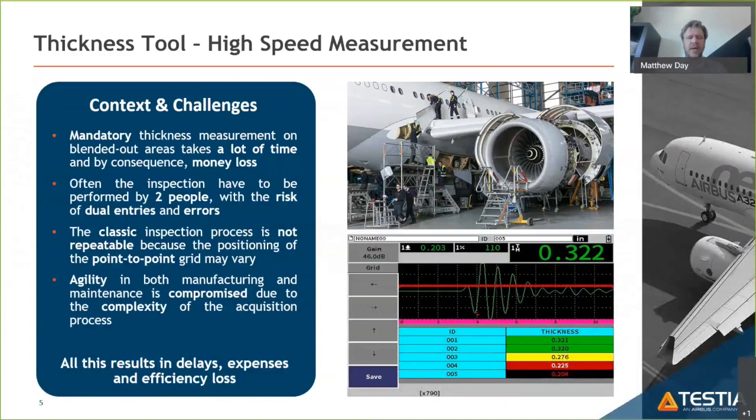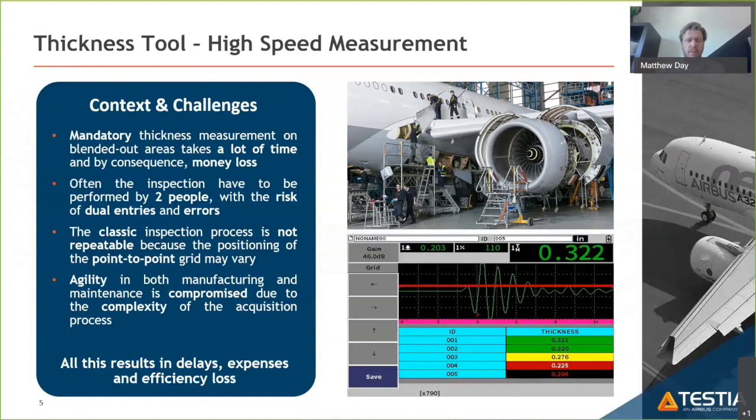So if we take a look at the context and challenges. Thickness measurement after blend out is mandatory, stipulated by not only the manufacturer, but also by the airline operators. This takes a lot of time, and by consequence, there's a lot of money lost in the activity. Often, the inspection will have to be performed by two people, which increases the risk of dual entries and errors due to human factors.